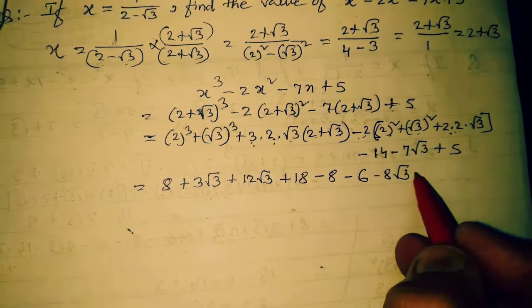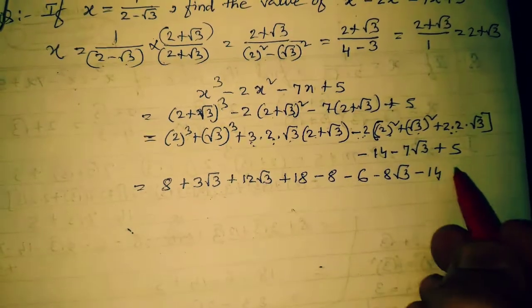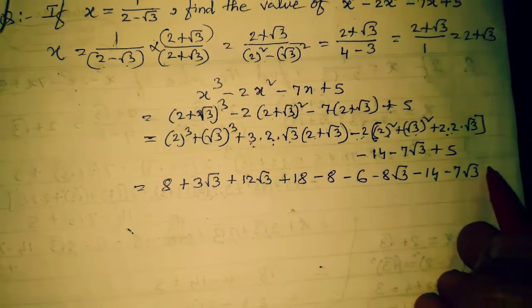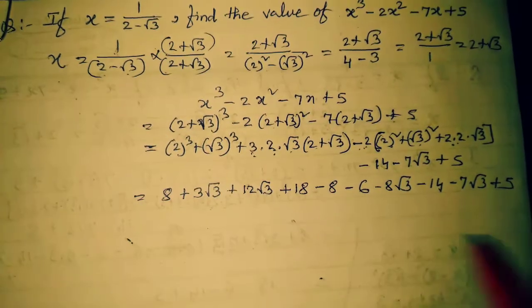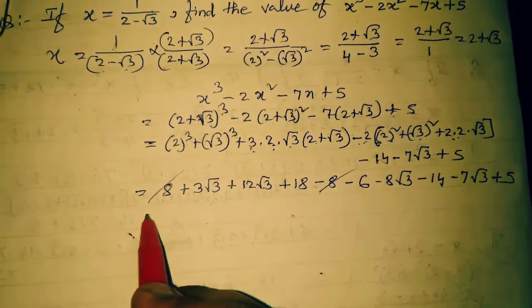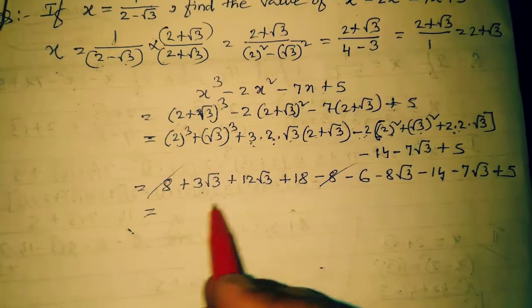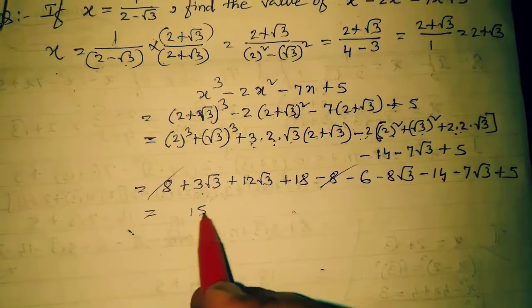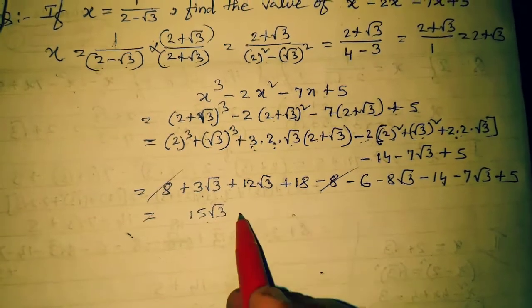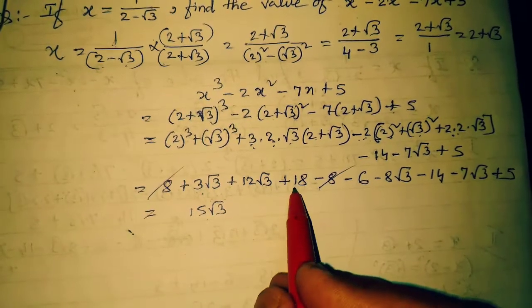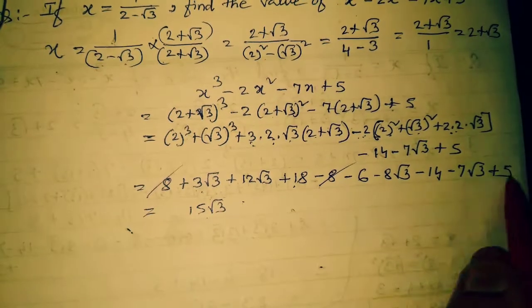This is minus 14. Here minus 7 root 3. And plus 5. So this minus 8 plus 8 will be cancelled. We'll see here 3 root 3 and plus 12 root 3, 15 root 3 coming. This is coming plus 18. Okay. Plus 18 and plus 5, how much? 23.